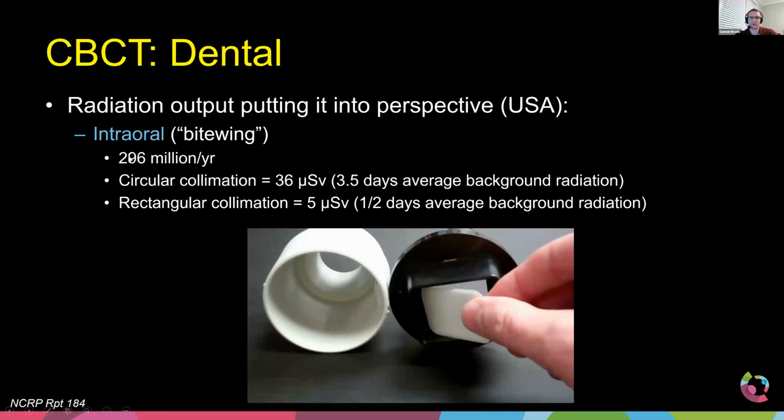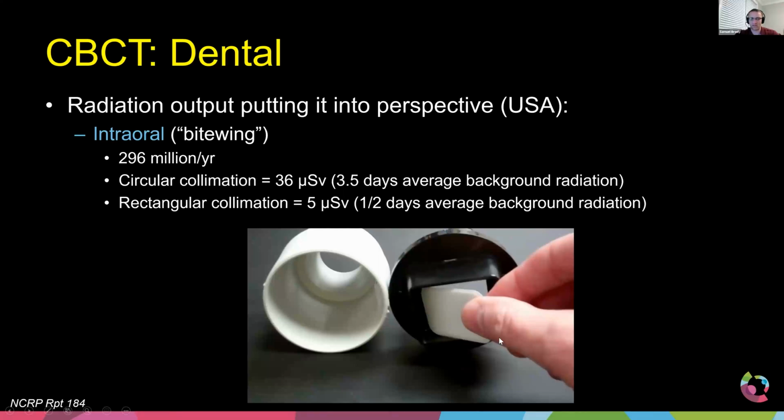So, trying to put this into perspective for risk, a typical intraoral or bitewing exam, we do a lot of these here in the US. There are about 400 million of us here in the US, and basically every person should, not everyone does, but everyone should get a set of intraoral or bitewing exam images every year. So it's not quite all of our population, but a fair amount of our population gets these every year. And when you look at the standard circular collimation on the end of these intraoral systems, you're talking about 36 microsieverts. So it's about 3.5 days of average background.